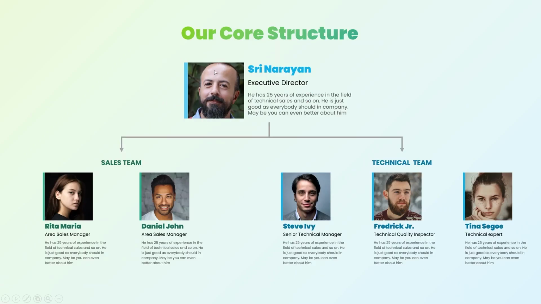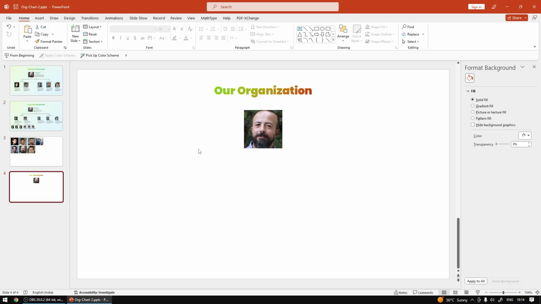So what actually I have done is the blue color indicates the executive director level. The sales team is indicated by the green color, and the technical team is once again indicated by blue, but it can be any other color of your choice. Giving a different color gives you a different perspective of thinking, right? Green indicates sales, blue indicates technical.